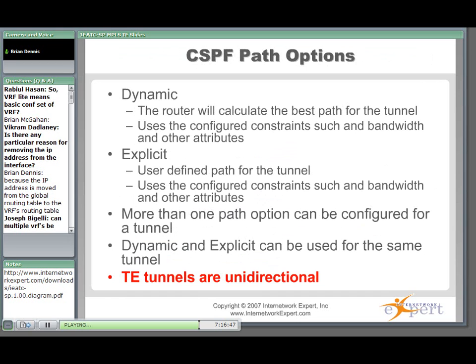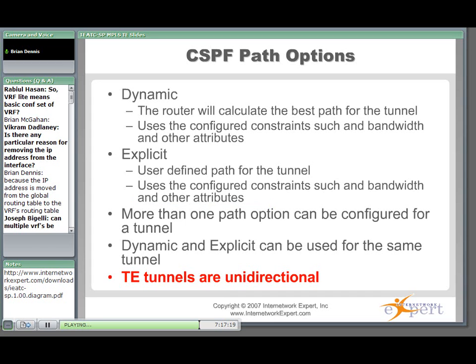Okay, the different options we have for selecting the path. We can choose dynamic or we can choose explicit. Dynamic means the routing protocol we're using, IS-IS or OSPF, will select the best path through the network from the head of the tunnel to the tail of the tunnel.